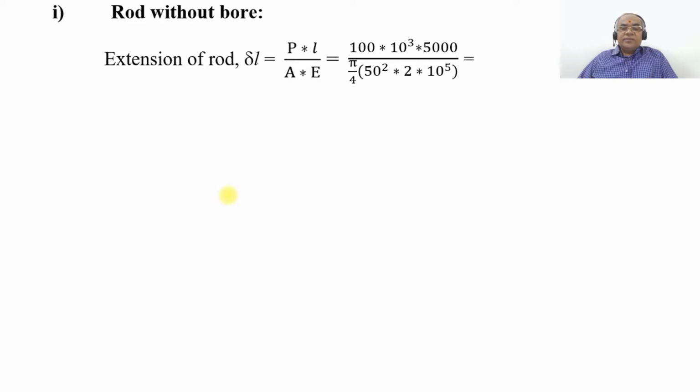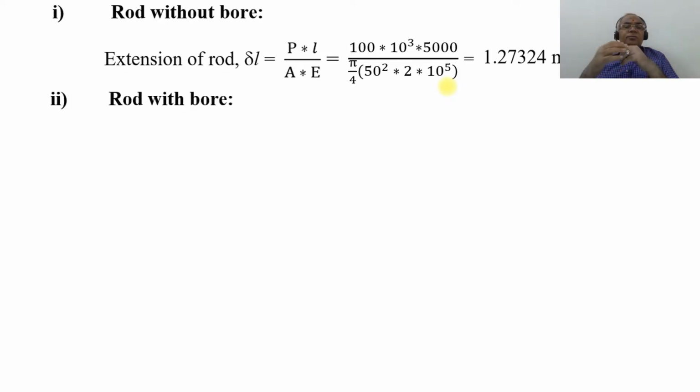Then what is the length of the rod? The length of the rod is 5 meters, so 5000. What is the area of cross section? Area of cross section is pi by 4 into 50 square, that is, the diameter of the bar squared, into the Young's modulus of the material, 2 into 10 to the power of 5. Substitute all these values, and on simplification you are going to get 1.27324 mm. This is the total extension of the rod without considering the bore.